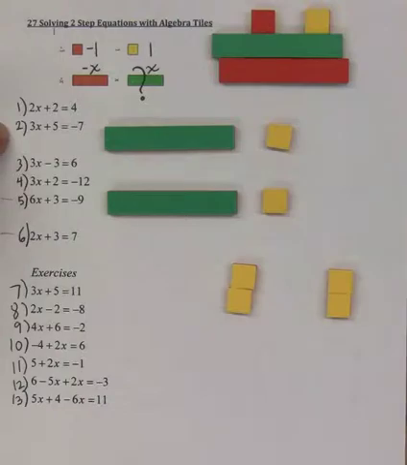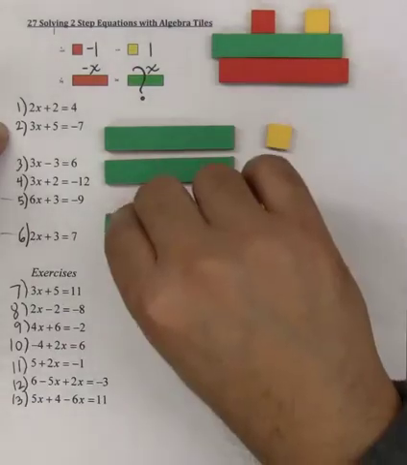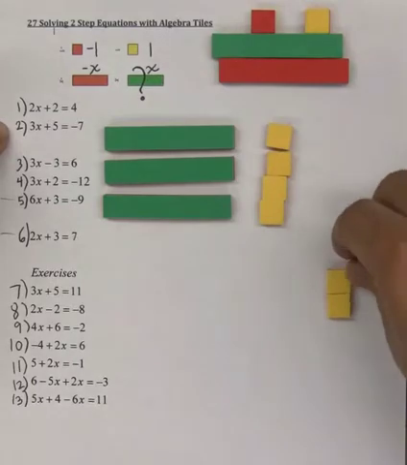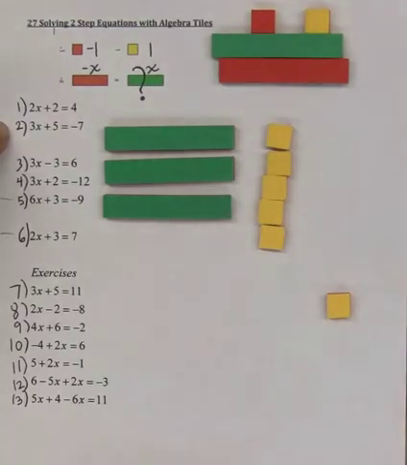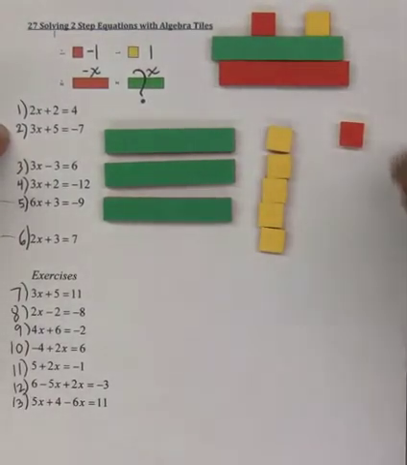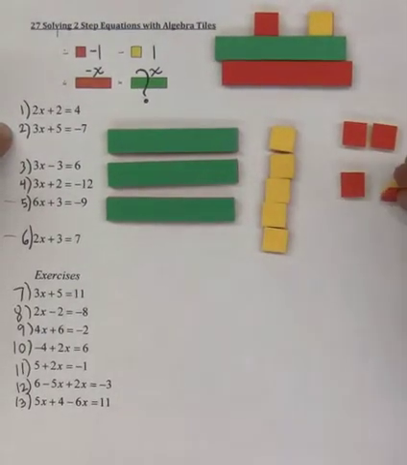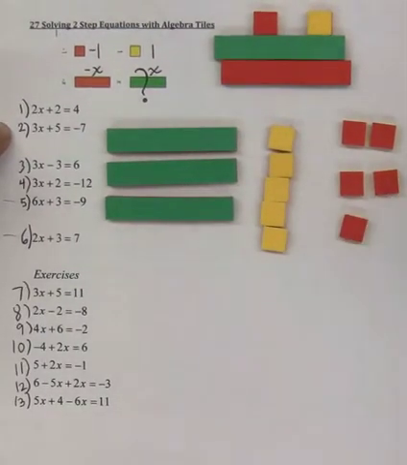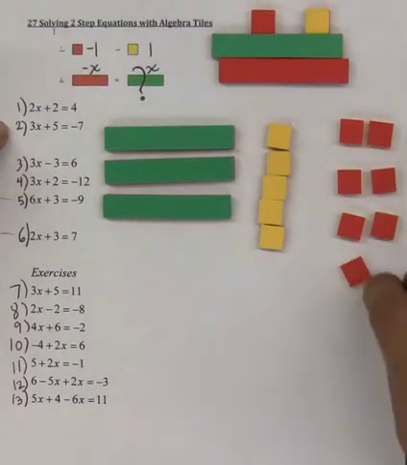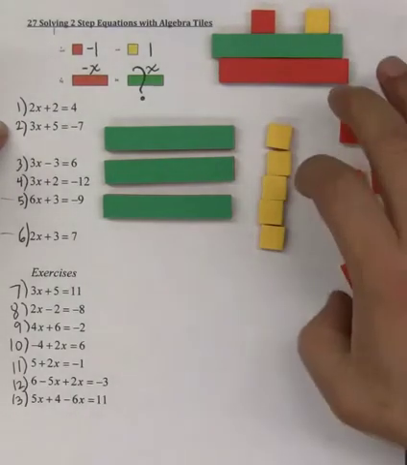Problem number 2 says 3x plus 5. 1x, 2x's, 3x's, plus 5, this is 3x plus 5, equals negative 7. So that's equivalent to this. 3x plus 5 equals negative 7.